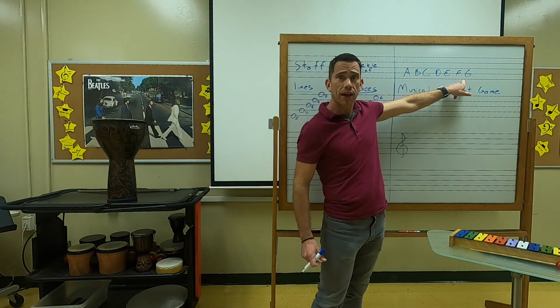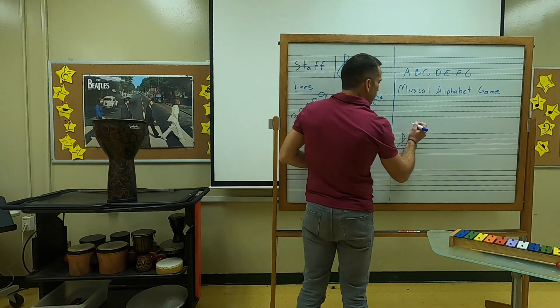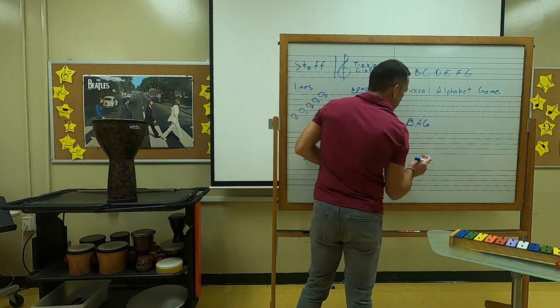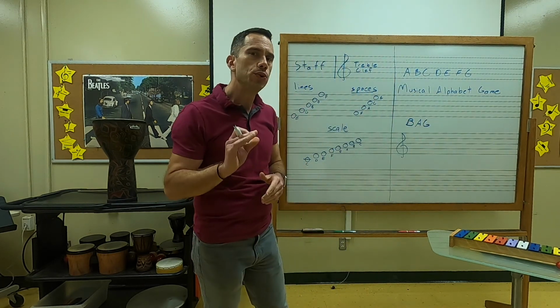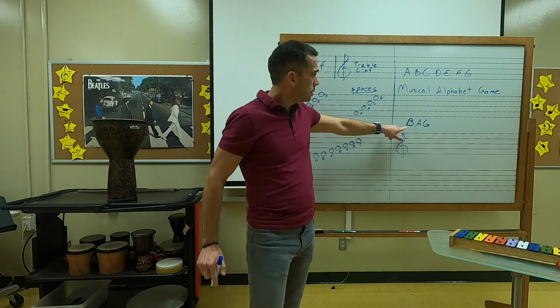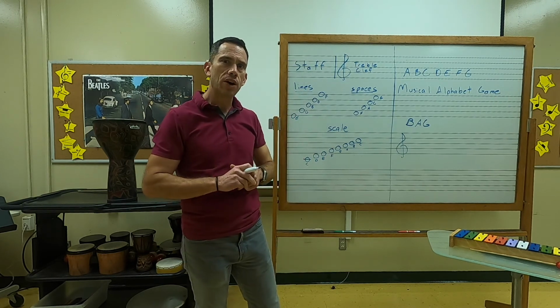B-A-G. We can spell that, but you can only use these letters. Okay, so I'll write it right here. B-A-G. Now I want to see if you can find where these notes go on the staff. Well, B, is it a line note or a space note? That's what you have to figure out first.